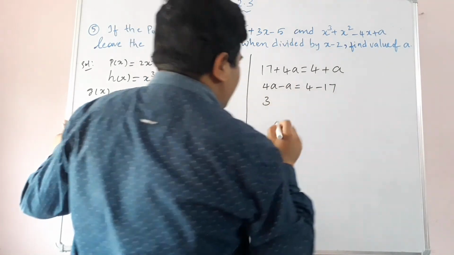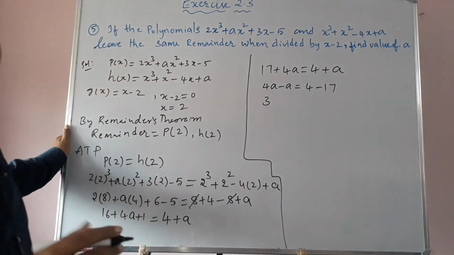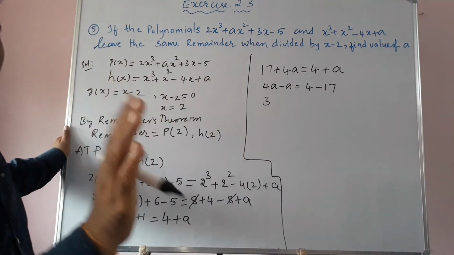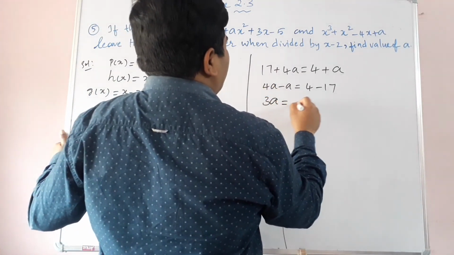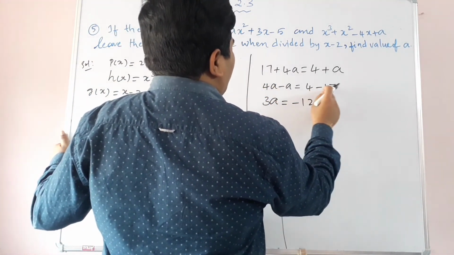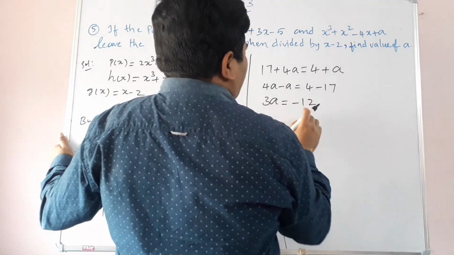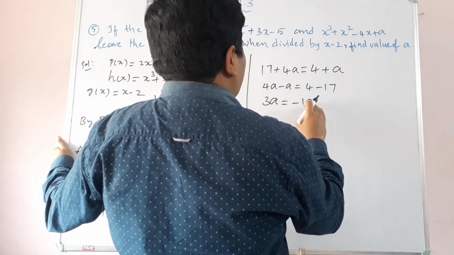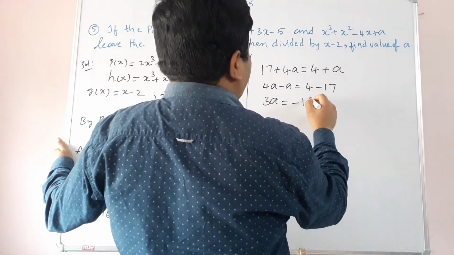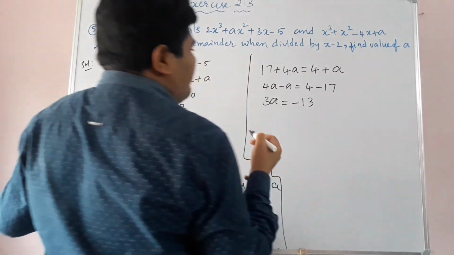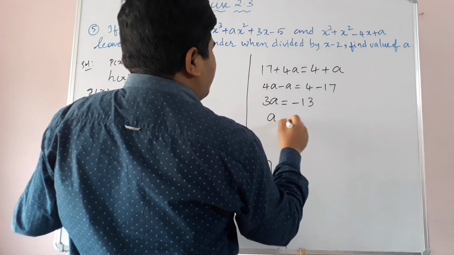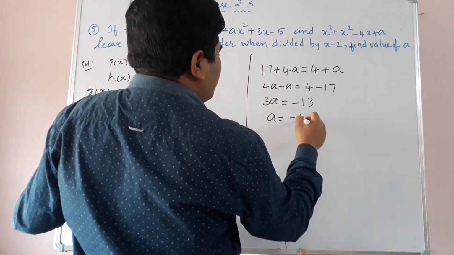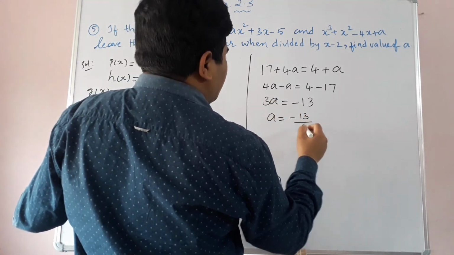So 4a minus a is nothing but children 1a. So 4a minus 1a is 3a, or 4a minus a is 3a. That is equal to 4 minus 17, which is negative 13. Okay, I am sorry, negative 13. So children, what will be a? So 3a is equal to negative 13 and a is equal to negative 13 by 3.